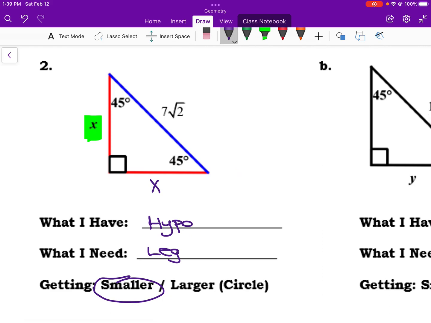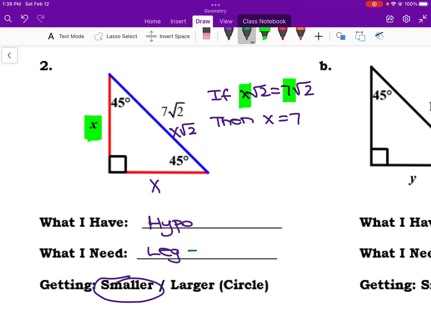Okay, and remember we're designating this as x root 2. So let's go ahead and model it as if x root 2 equals 7 root 2. Notice how easy this is to compare that the x is a 7, right? So we can say then x equals 7. And that is the length of my leg there. So my leg is 7.